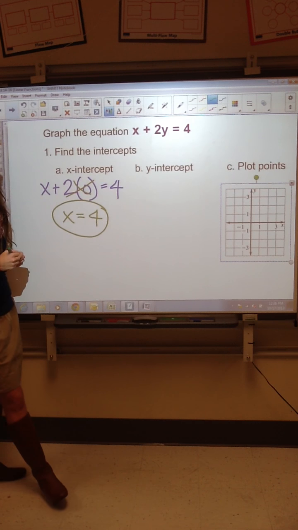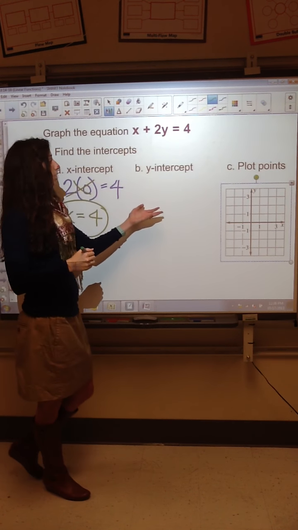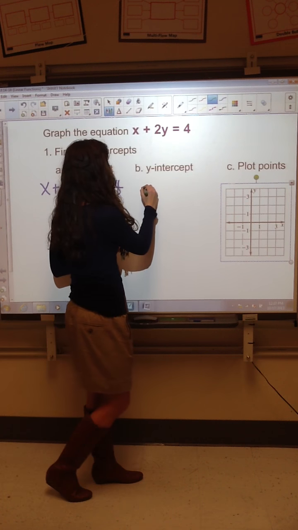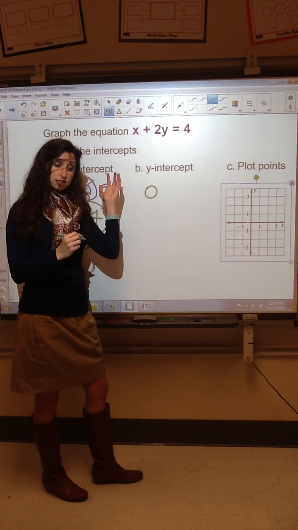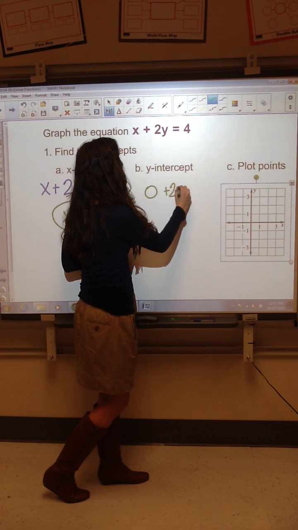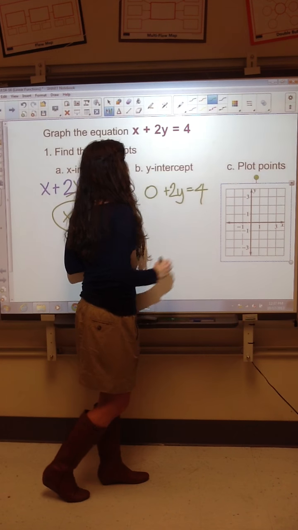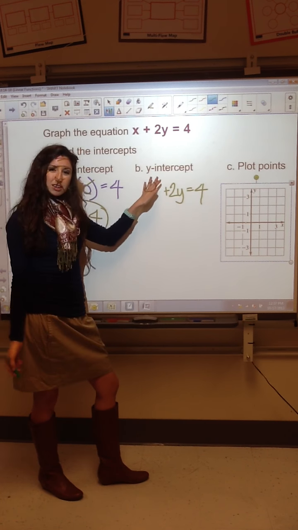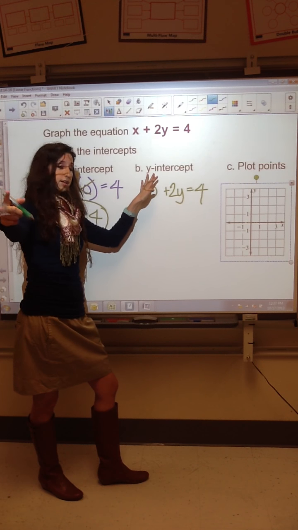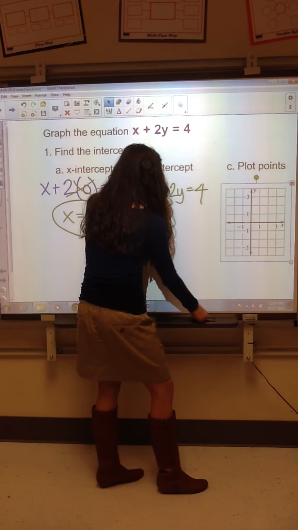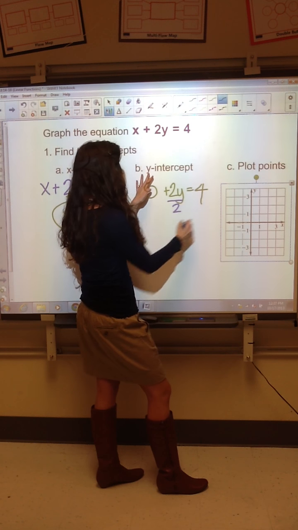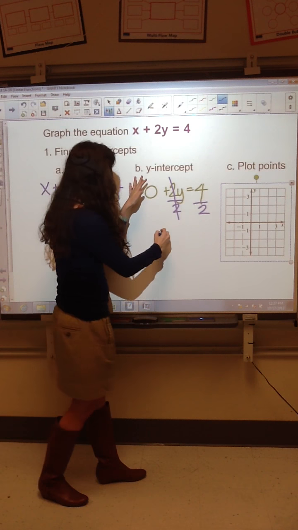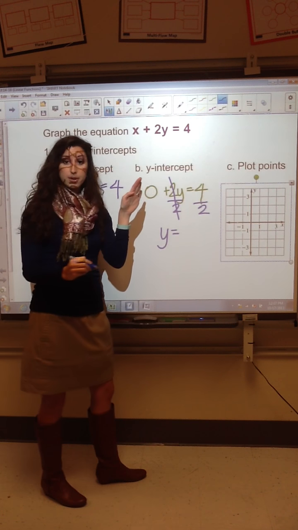Okay, then I'm going to do my y-intercept. So I'm going to recopy, only this time I'm plugging in 0 for x and I'm solving for y. So here we go. 0 is my x plus 2y equals 4. Well, 0 is nothing. So 2y equals 4. How am I going to get y by itself? Excellent. Divide by 2. So if I divide the left side by 2, I divide the right side by 2. This cancels. y equals 4 divided by 2 is 2.